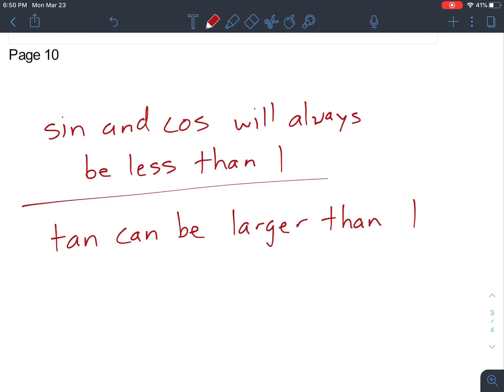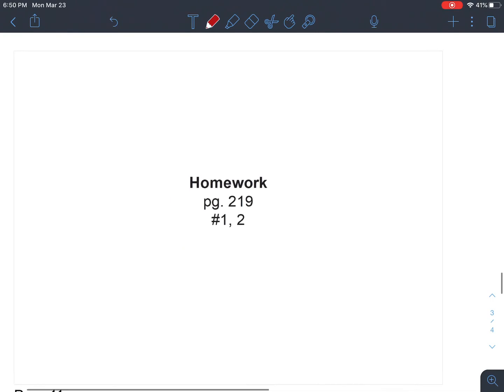So that will be a good thing to remember whenever you're trying to solve these, and if you want to check if your answer makes sense. Sine and cosine have to always be less than 1, whereas it is okay for tangent to be larger than 1. Alright, so we are through everything.